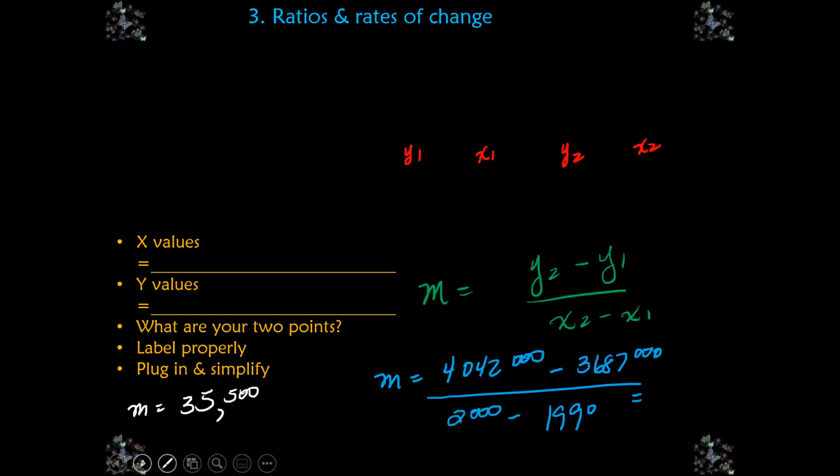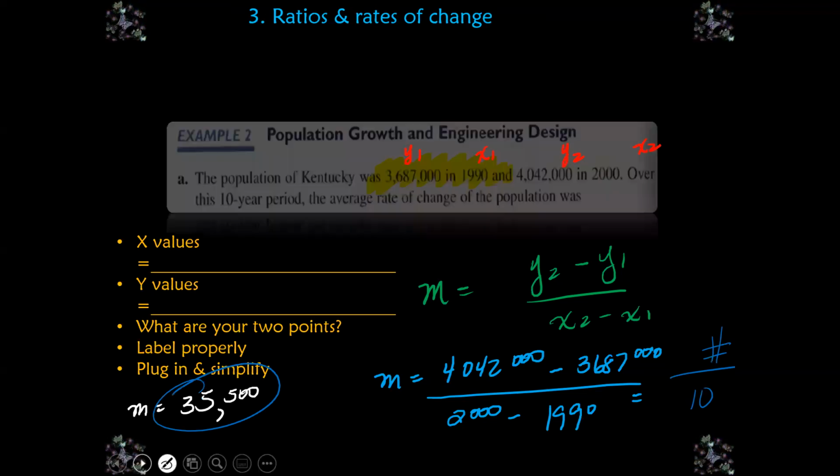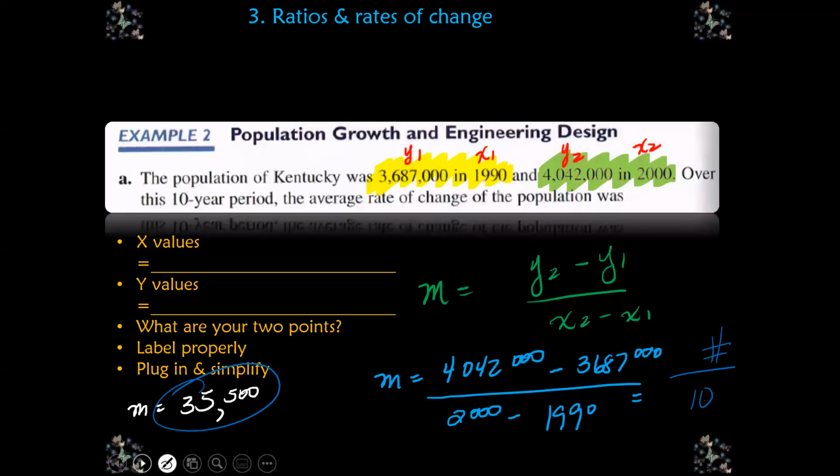You are going to get a number here over 10. And when you divide it, you will have that the annual rate of change in terms of population in Kentucky from 1990 to 1991, it is going to grow by an average of 35,500. If you continue that growth over 10 years to 2000, you will get to 4,042,000.